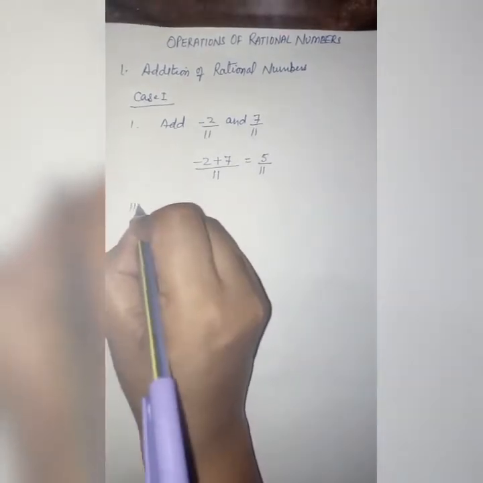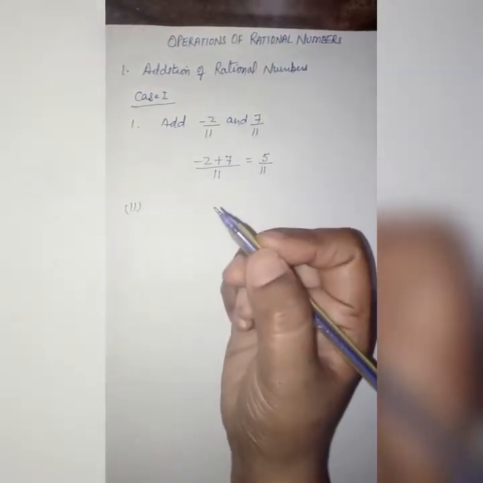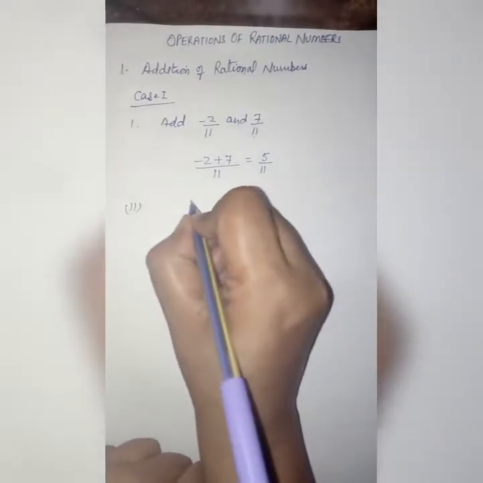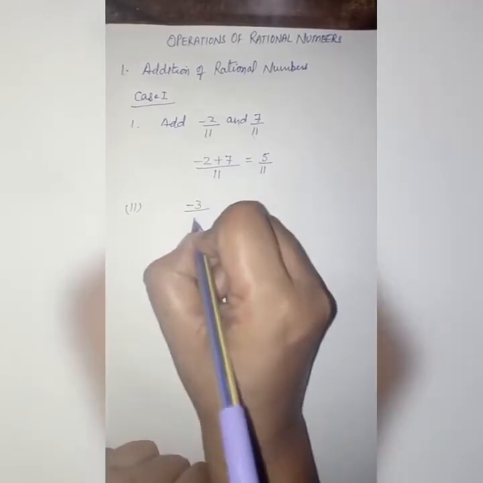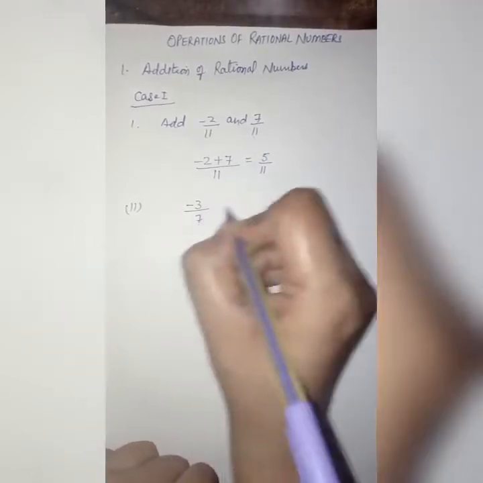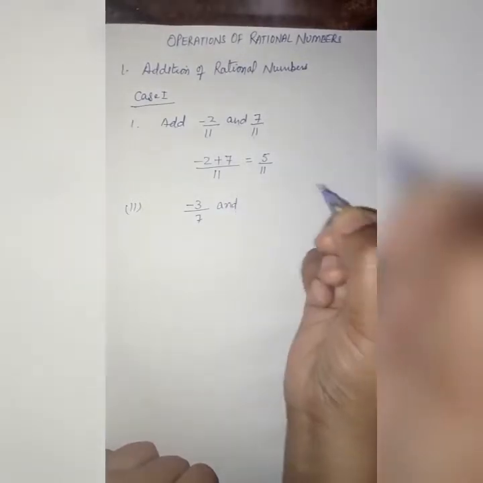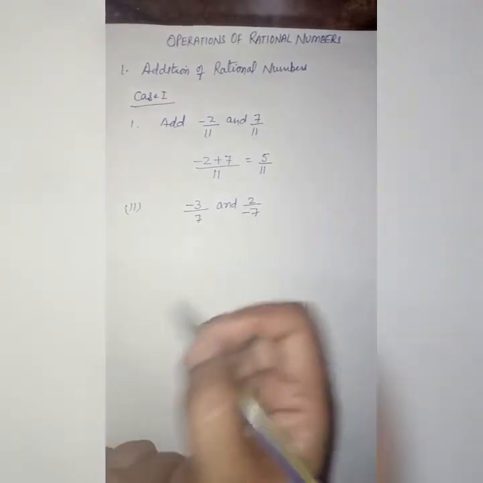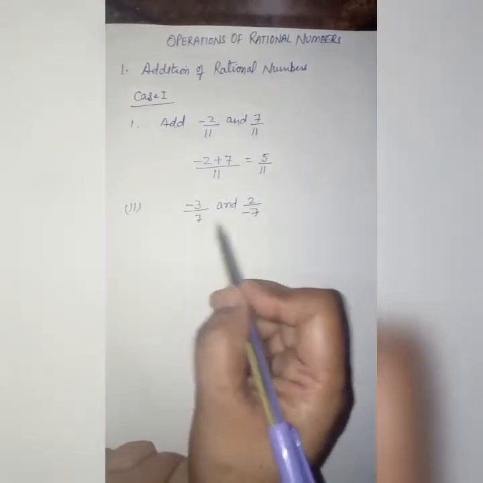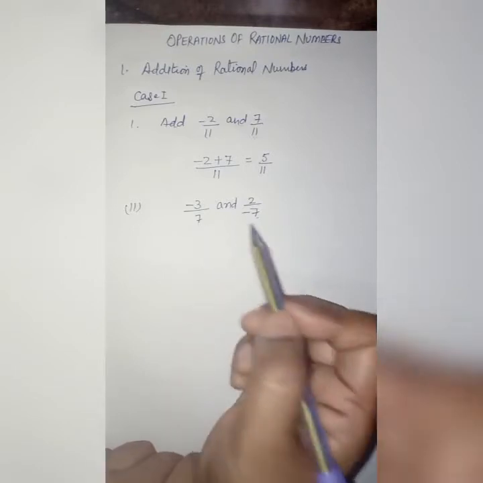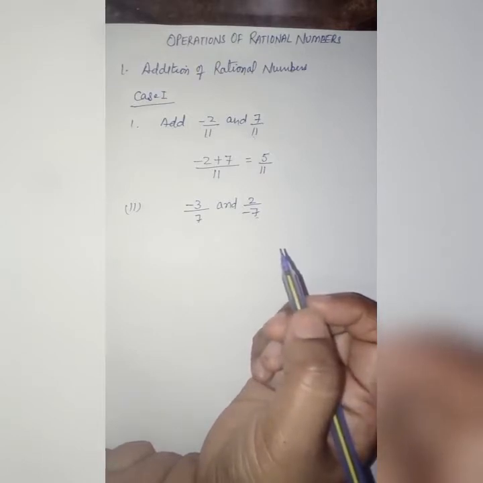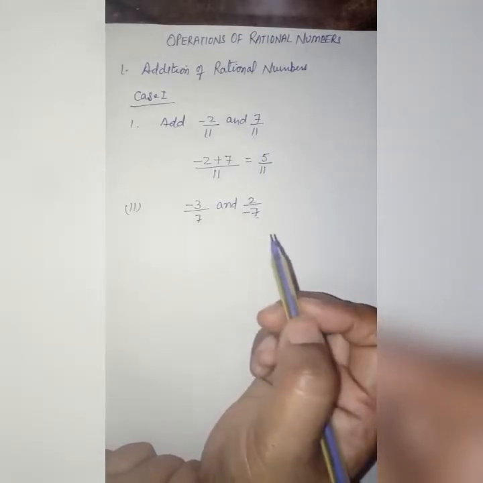One more example, that is, if you are given -3 upon 7 and 2 upon -7. You can see that here also denominators are same, but signs are different. So first of all, you remember when you are adding two rational numbers, write them in the standard form.